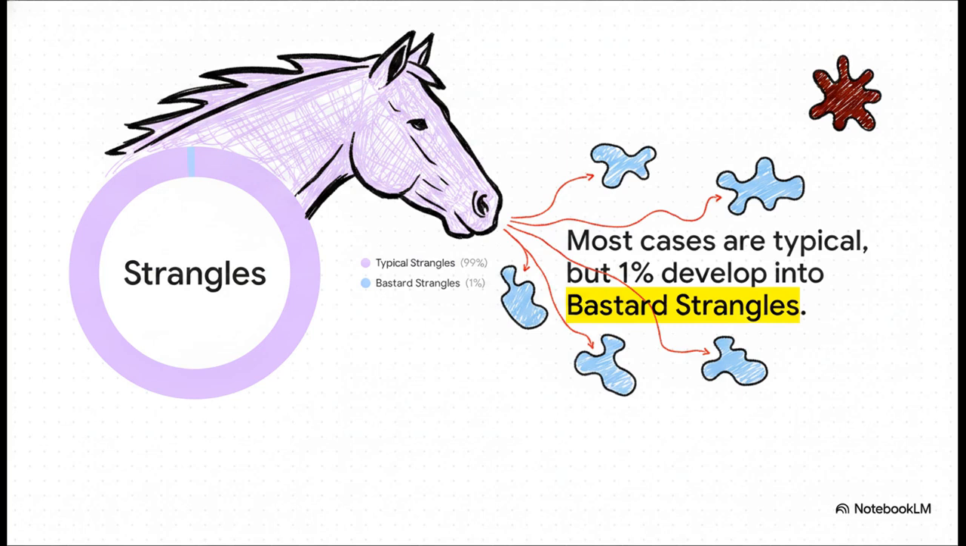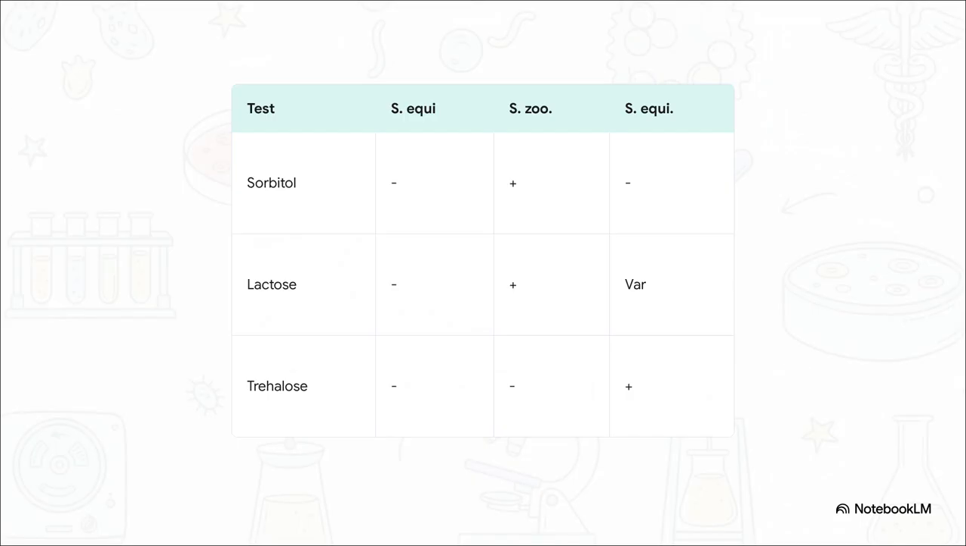I really want to inject a surprising and honestly pretty serious fact right here. While 99% of strangles cases are typical, meaning they're restricted to the upper respiratory tract and local lymph nodes, about 1% of cases develop into what is aptly named bastard strangles. In this devastating complication, the bacteria break out of the local nodes and spread systemically, causing abscesses in multiple internal organs. It perfectly illustrates the incredibly high stakes of this infection and just how destructive this pathogen's virulence factors really are.